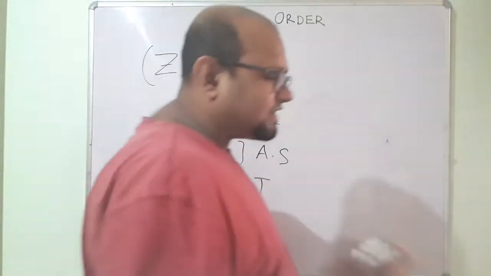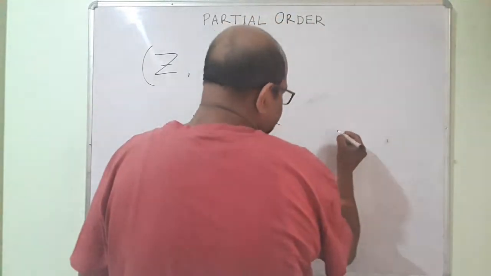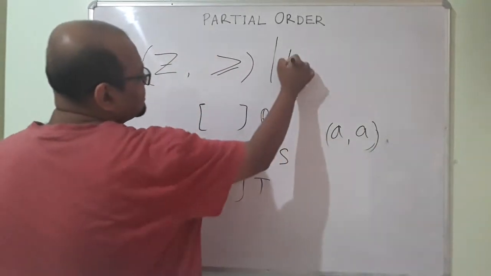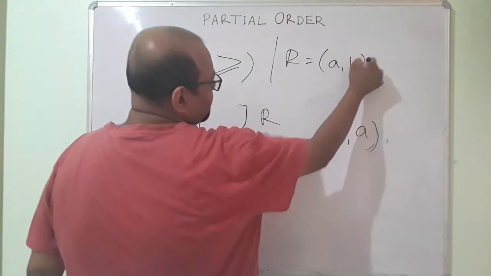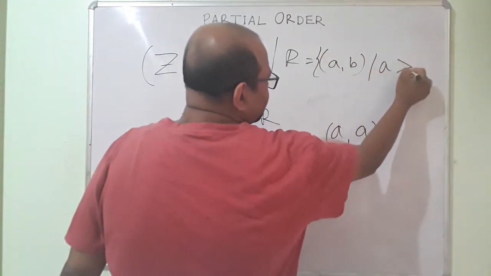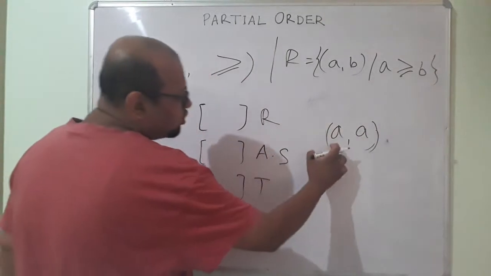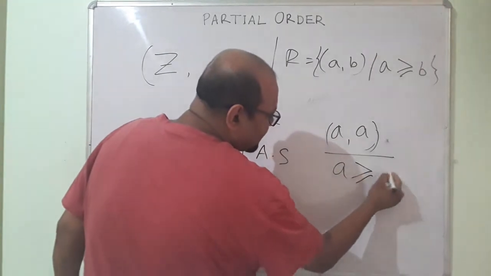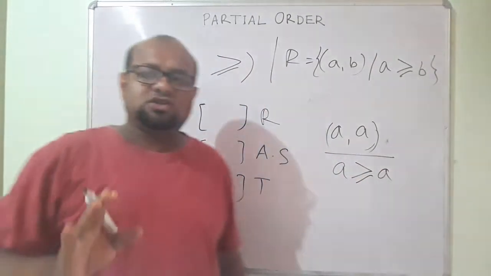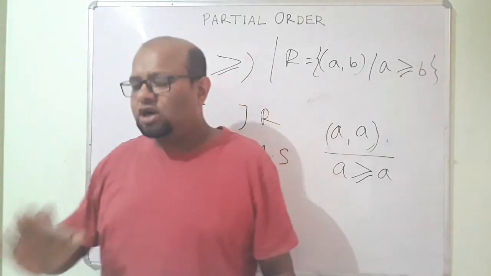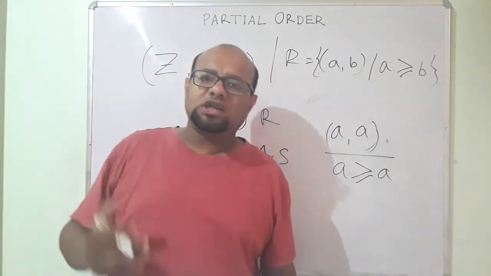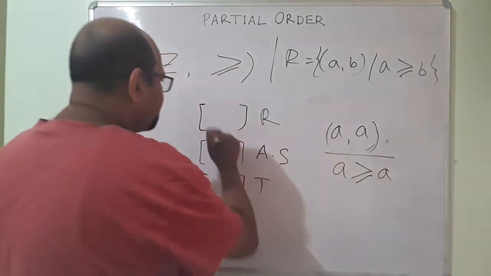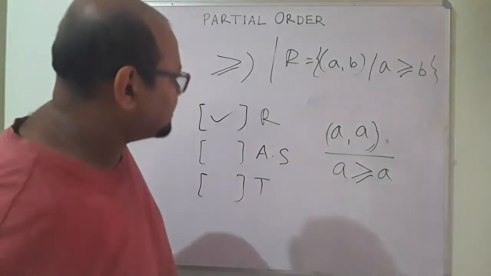Alright, so is it reflexive? For all integers, does (A, A) belong to the relation? The relation R contains (A, B) such that A is greater than or equal to B. So is all A greater than or equal to A? A is equal to A, B is equal to B. All integers are equal to themselves, so all integers are greater than or equal to themselves. So all (A, A) belong to the relation. Therefore the relation is reflexive.